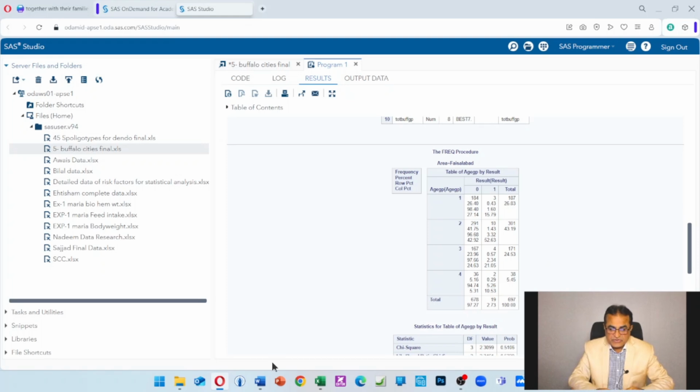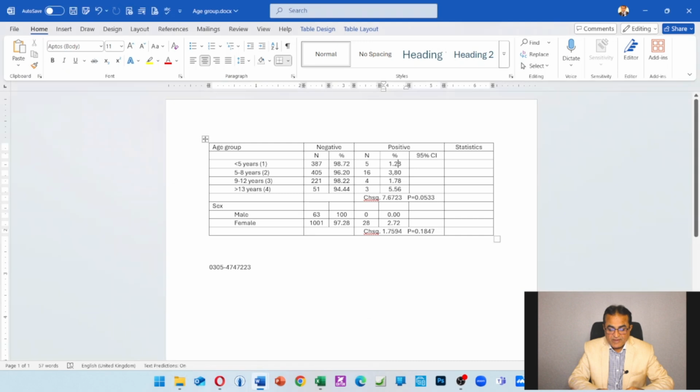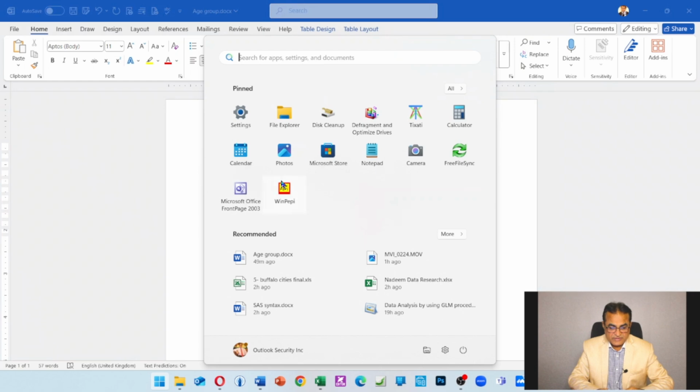We are going to use another software to make this table more meaningful and beautiful. We are going to compute the 95% confidence interval for each age group, and for male and for female. Let's do that, and for that I will be using WinPepi software. So here is WinPepi software.